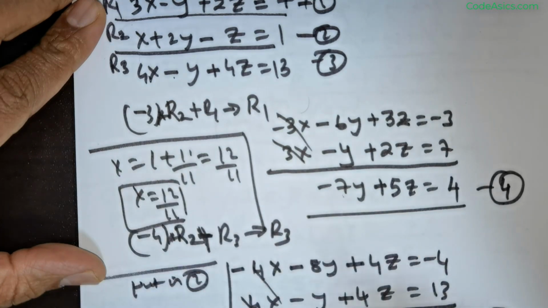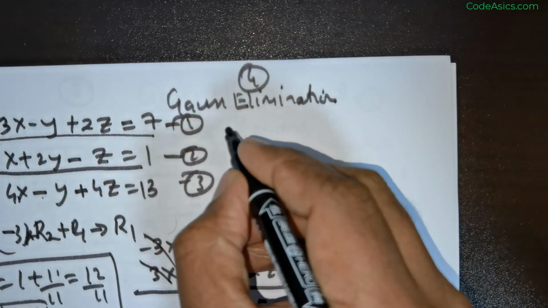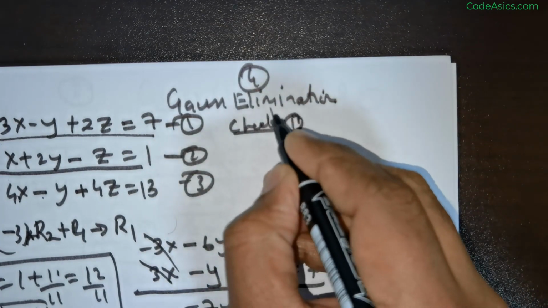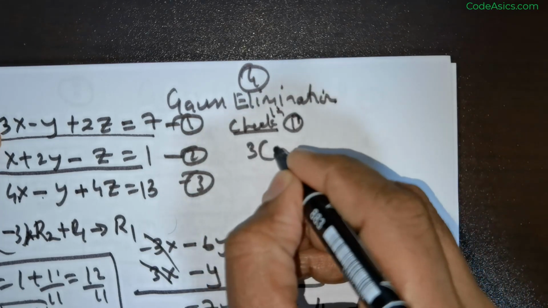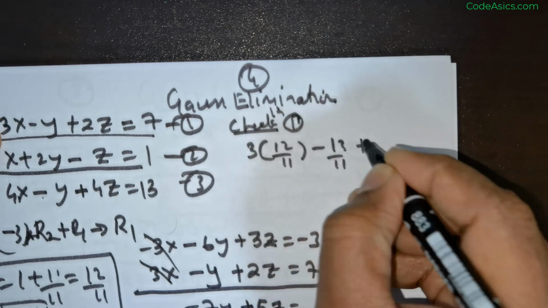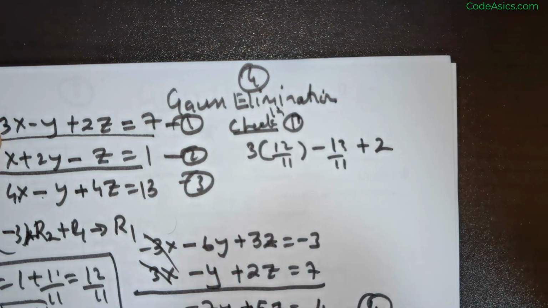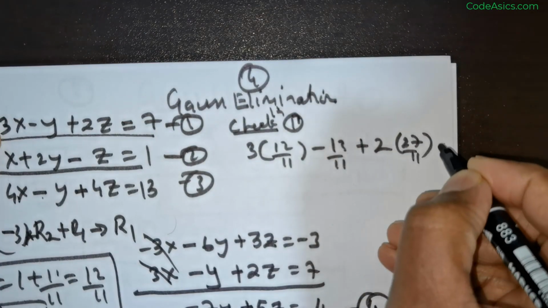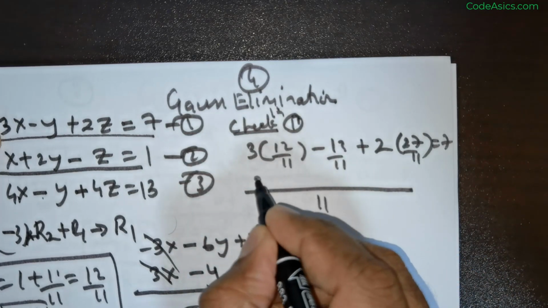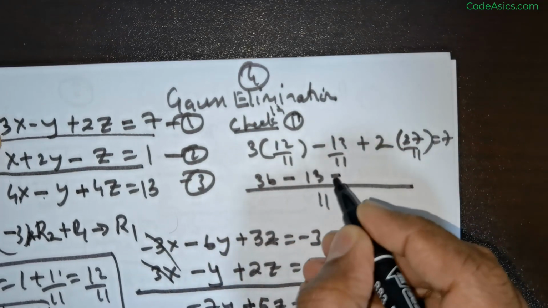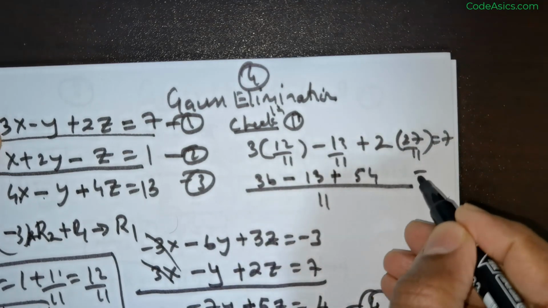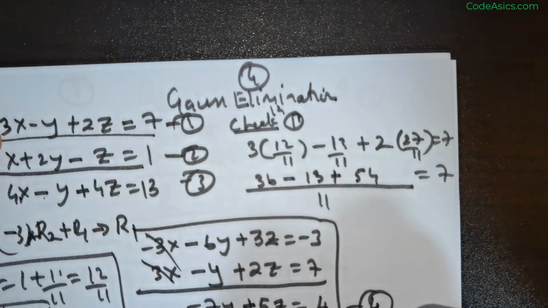Now we need to check, right? So put the check here. I'm going to use 1, check in 1. So what is that? 3 times 12 over 11, and y is 13 over 11, and my z is 27 over 11, and that should give me 7. Okay, so 11 is the LCM. So this is going to be 36, this is going to be 13, this is going to be 54. So I should produce a 7 there, right?